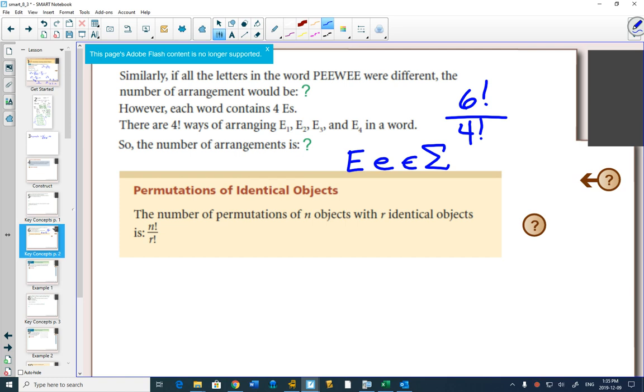If you had those 4 different e's, it would be 6 factorial. But since they're all the same, you have to divide by 4 factorial. But this permutations of identical objects can get extended.